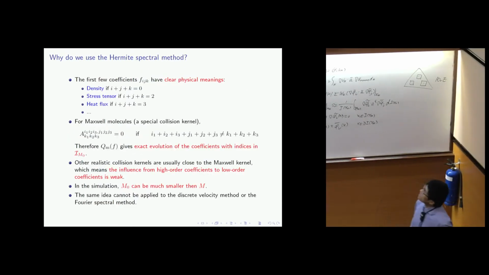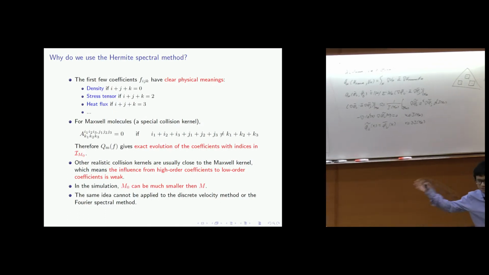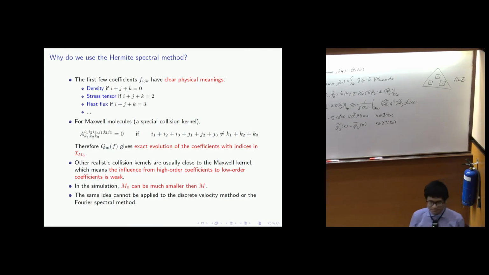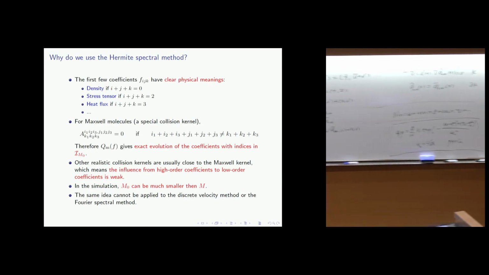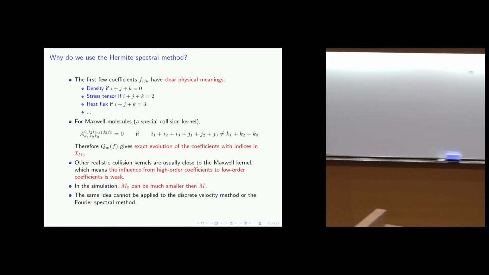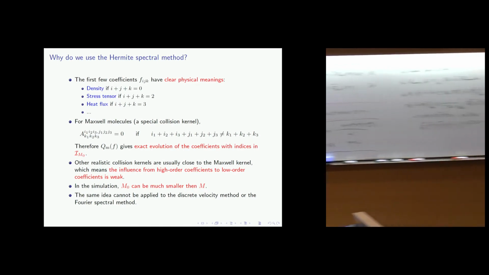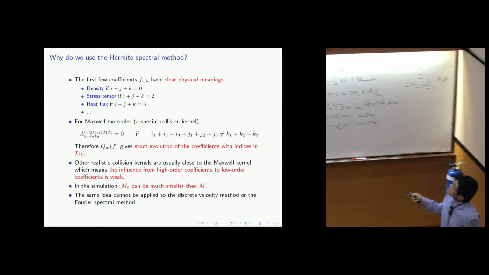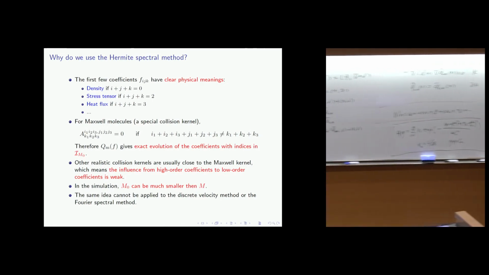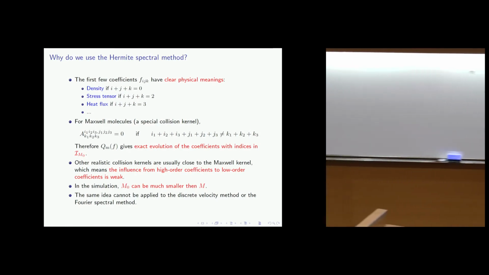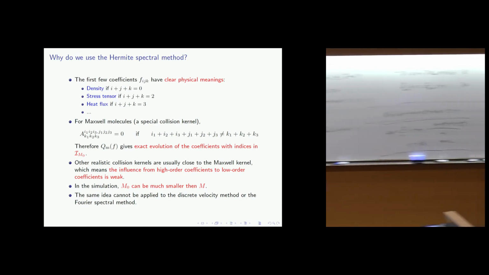Okay. And now I want to answer the question why we want to use Hermite spectral method instead of a Fourier spectral method. There are some deeper reasons. In our expansion, you see that we have some coefficients Fij, k. And actually, these coefficients have very clear physical meanings. For example, the first coefficient is just a density, and if the sum is 2, you get stress tensor. If the sum is 3, you get heat fluxes, so on and so forth. So these coefficients are really the important ones.